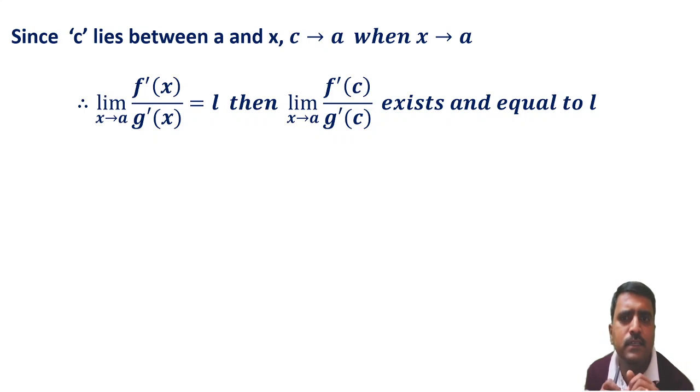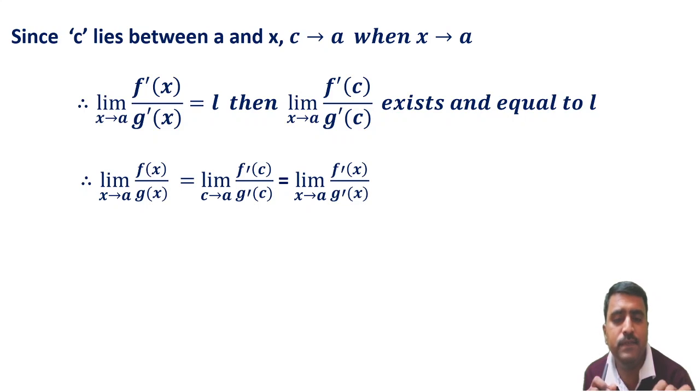So what can we do now? So the limit of f′(x) by g′(x) when x tends to a is L, then the limit of f′(c) by g′(c) when x tends to a is also L. It also becomes equal to L. So since the two are equal, we know that f(x) by g(x) is same as f′(c) by g′(c). To that one you apply the limit x tends to a. And to f′(c) by g′(c), since x tends to a is the same as c tends to a, you can apply c tends to a, because both limits are the same. So then we say that if we put x in place of c, what happens? It becomes f′(x) by g′(x) when x tends to a. We can put x in place of c, no problem.